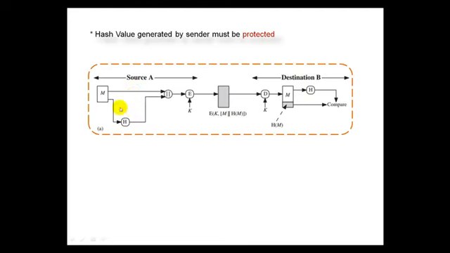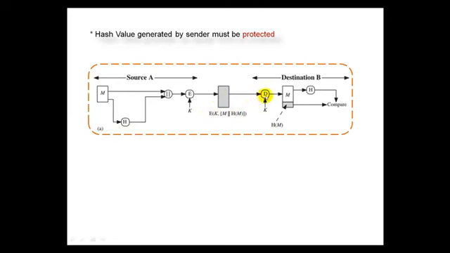Just see here, this is a message and this is a hash function where the input will be the message and the output will be the hash value, and this hash value will be appended with the message, and that is given for encryption. And here we are using symmetric key encryption with the key K, and ultimately what we are doing here is generating a hash value which is appended with the message, and that is encrypted with the key K, and that is transmitted.